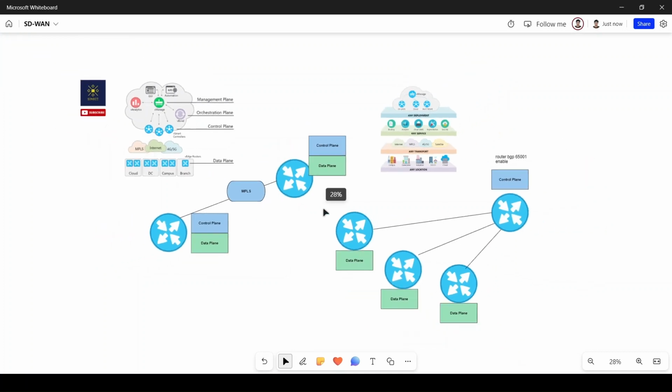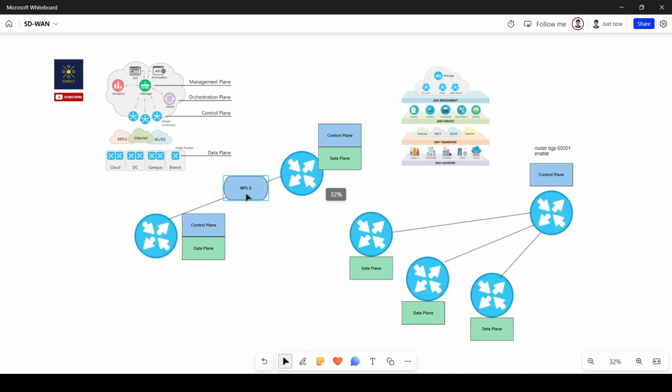So the problem with this approach is that MPLS links, most of the time, are expensive. To make sure that branch A is reliably connected to branch B, you have to pay for expensive dedicated links like MPLS to make sure that there is uninterrupted and reliable connectivity between those nodes, right? That was the only way to make sure that your data is in transit all the time.